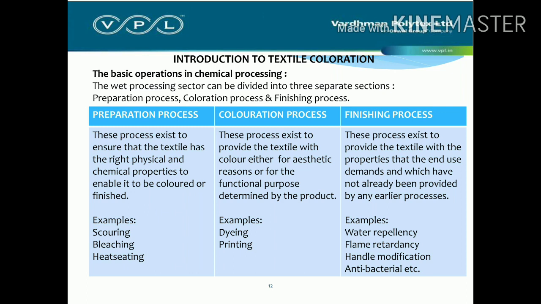Finishing process. The process exists to provide the textile with the properties required by the end use demand, which have not already been provided by the earlier processes. Examples are water repellency, flame retardancy, handle modification and antibacterial finishes.